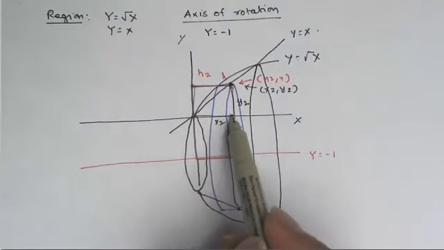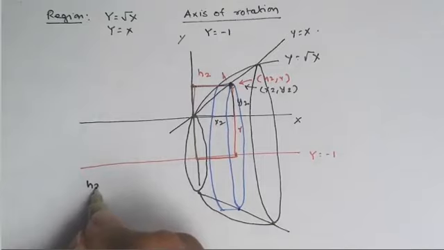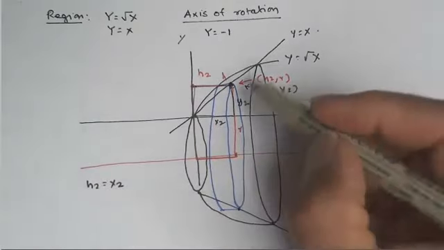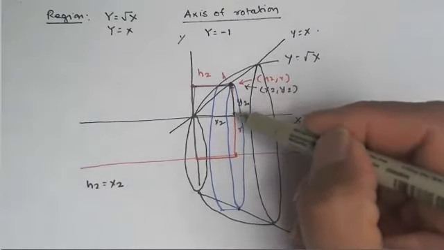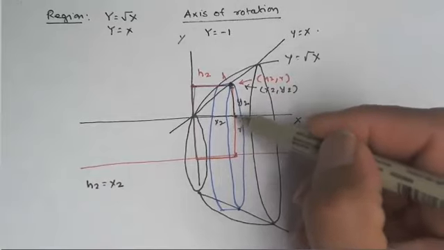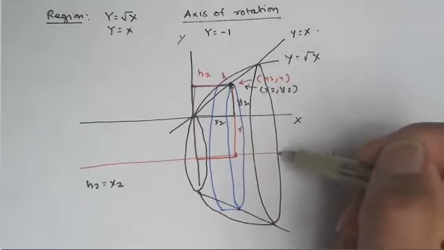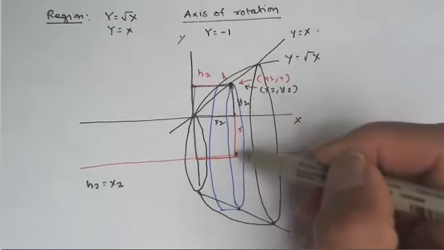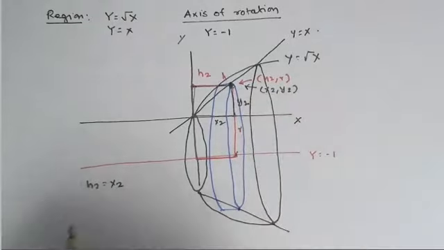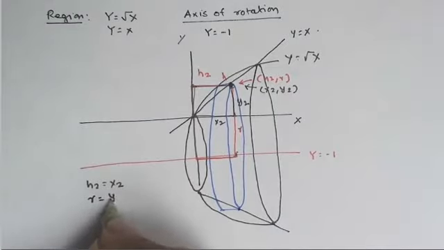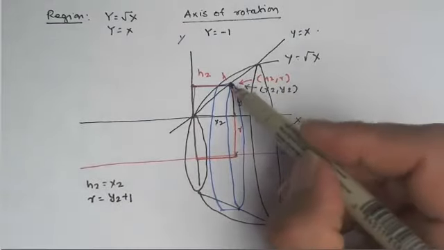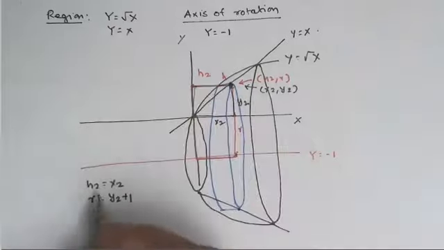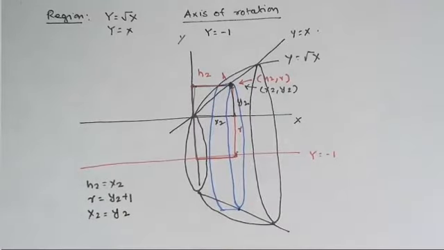So h2 is the same as x2, y2 plus this distance, which is 1. It's the distance of the axis of rotation from the x-axis. y2 plus 1 equals r. So r equals y2 plus 1. And because this point is on this line, x2 equals y2. So that's our first relation.